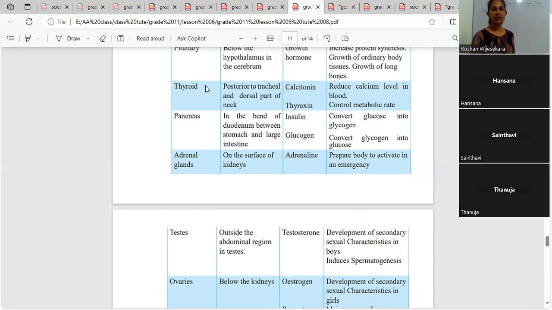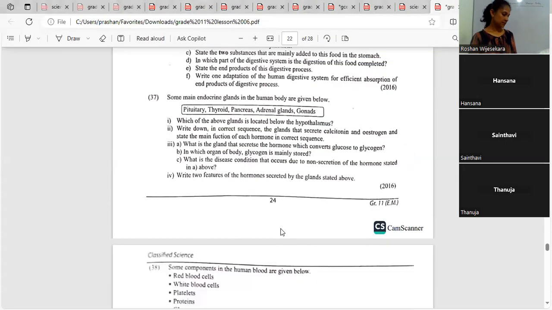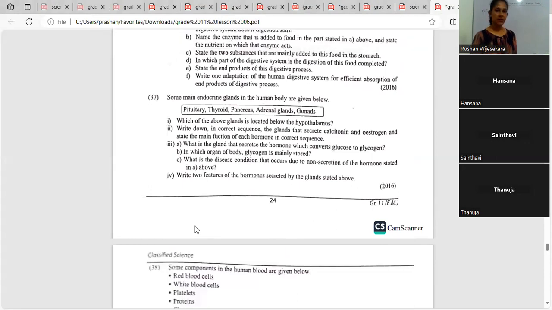Teacher, I had an error in audio, so I didn't know how to do this question. Okay. Okay, Saithavi, you have to write quickly. Okay, teacher. Okay, that is the correct answer.